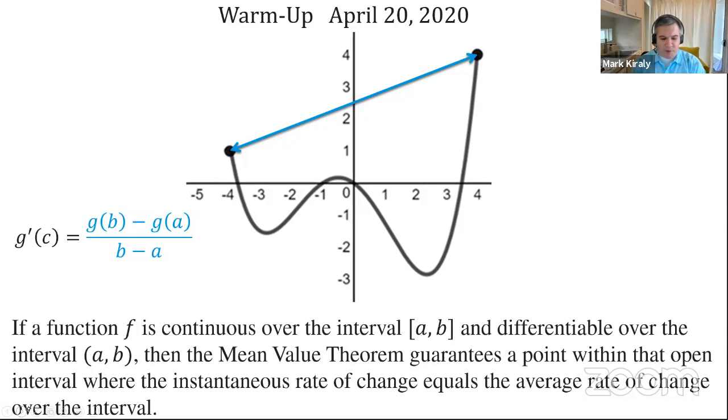If a function f is continuous over the closed interval a to b, and differentiable over the open interval (a, b), then the mean value theorem guarantees a point within that open interval where the instantaneous rate of change equals the average rate of change over the interval. That's a lot of the word interval. English is just too much, and math is so much tighter. And I see pretty much those words over on the side there, mathematically.